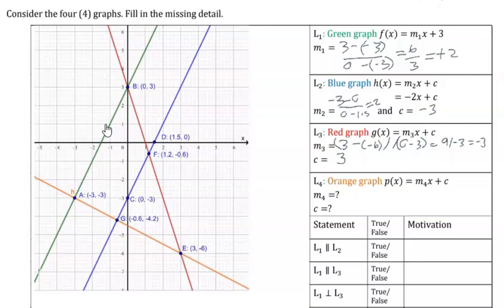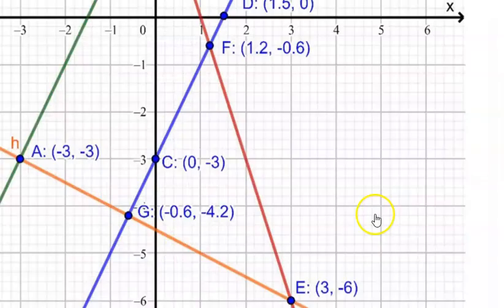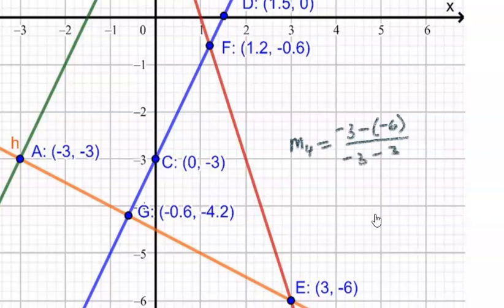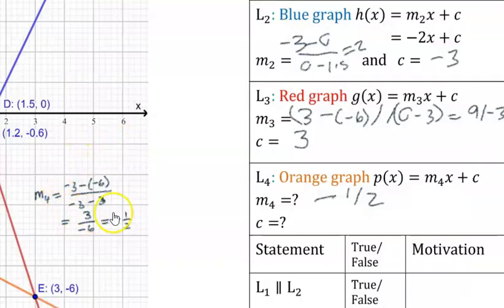If I look at the orange graph, this is the one here, and I want to find M4, I would rather pick A and E. The slope of the orange line, which is M4, we get by taking minus 3 minus 6 divided by minus 3 minus 3. So that will give me plus 3 divided by minus 6, and that will give me negative a half. So we've seen now that M4 is equal to negative a half. Let me just tidy it up a little bit here. So M4 is minus a half.